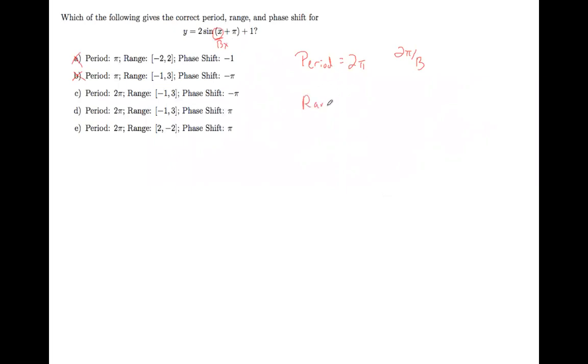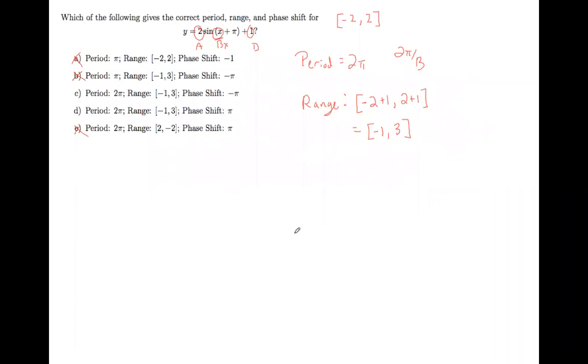Our range, okay, so we see that our amplitude is going to be 2 because we have a 2 times sine. So ordinarily, the range would go from -2 to 2. But we also have a shift up by 1 because we're adding 1 to our function. So that's going to add 1 to our range. Our range will be -1 to 3. So that eliminates answer choice E.